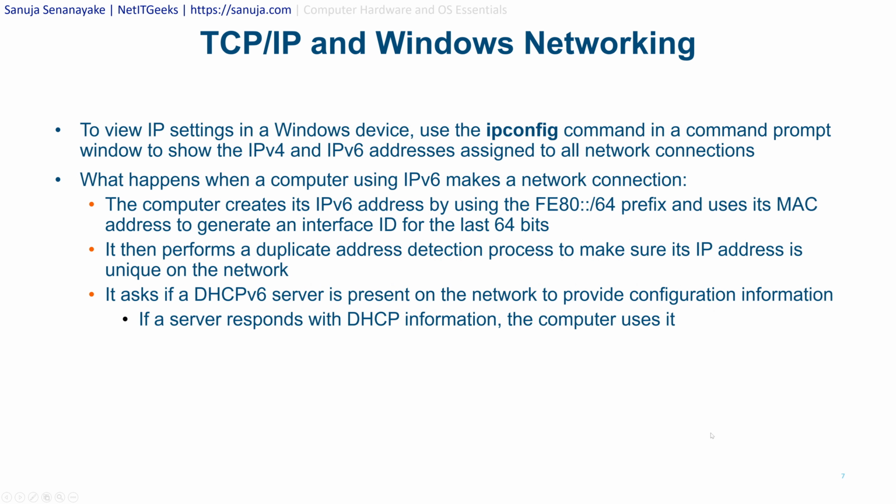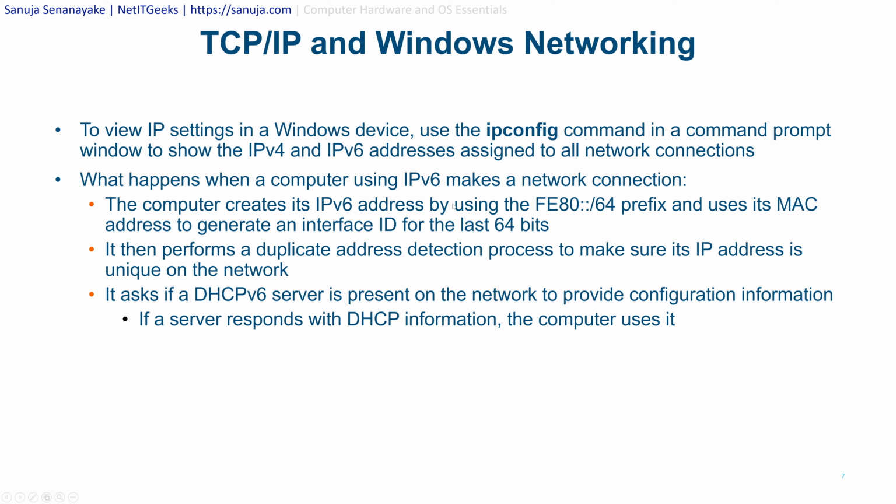To view IP settings in a Windows device, you can use the ipconfig command in the command prompt window, and it will show you the IPv4 and IPv6 addresses assigned to all network connections. You don't need elevated administrative privileges on the command prompt to do this. So even on your office computer that has some administrative lockdown, you may be able to run the ipconfig command unless it is specifically blocked by some kind of group policy.